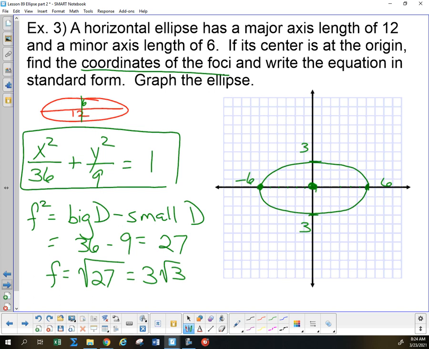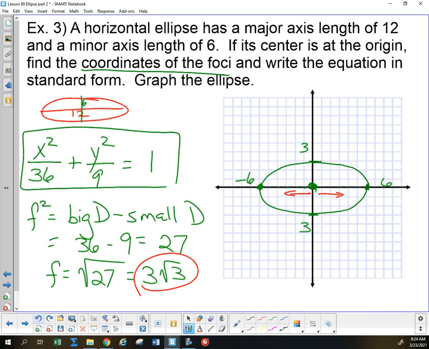Okay, my foci must be on the major axis. So I'm not doing something like that. That would be on the shorter one, and that is not okay. I know that my foci must go from the center somewhere to the right and to the left, this particular distance. So I'm not going to mess with that formula that you wrote down.